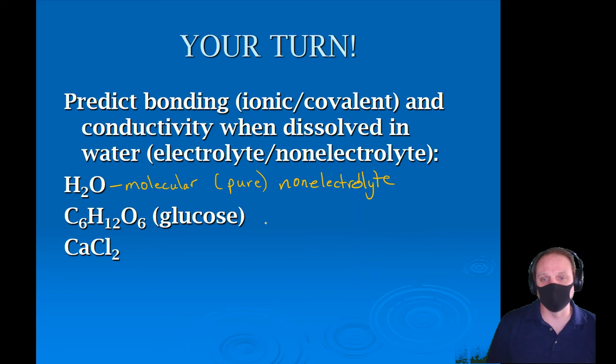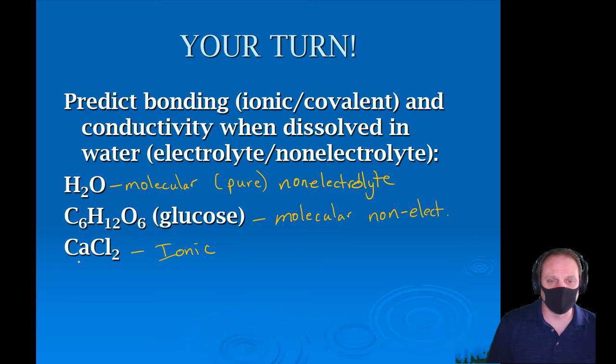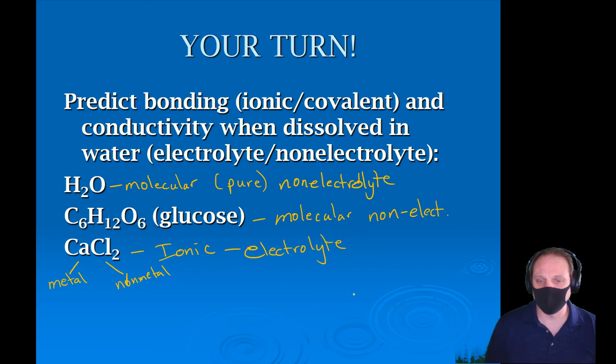And then the glucose, again, is a molecular compound, a combination of non-metals, so this is also a non-electrolyte. And if we had calcium chloride, that's considered an ionic compound, right? You're like, how do you remember? I don't remember how to do that. Remember, if it's a metal combined with a non-metal, that's the quick and dirty way of determining whether it's ionic. And if it is ionic, then it is going to be an electrolyte. So that's how you tell between those.